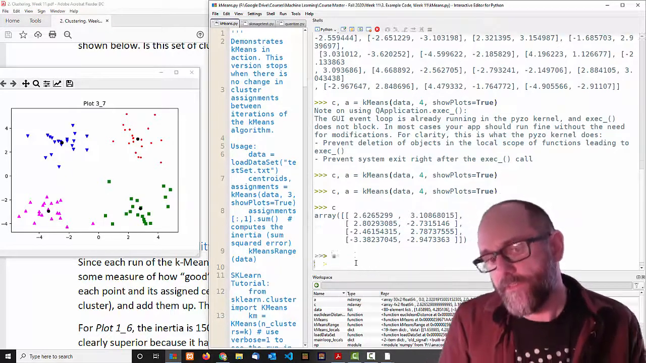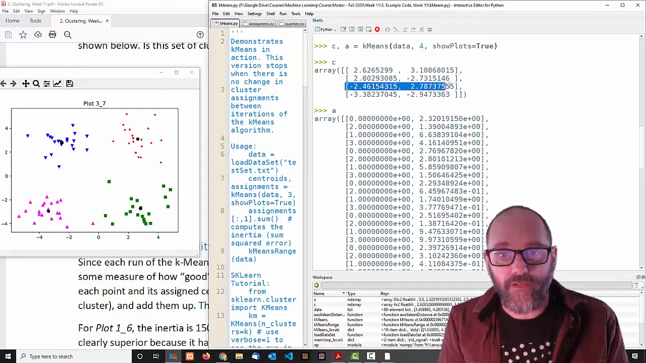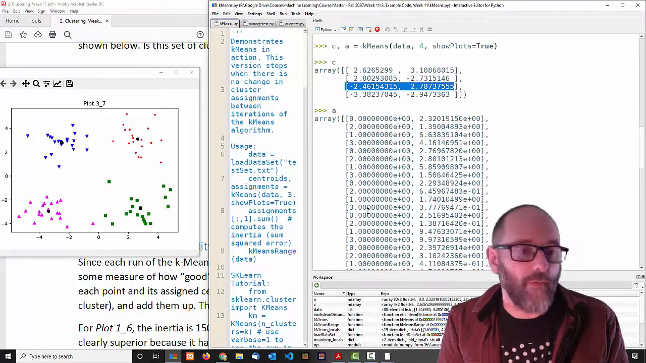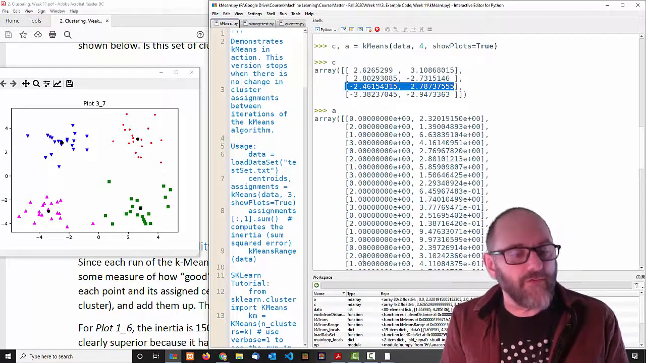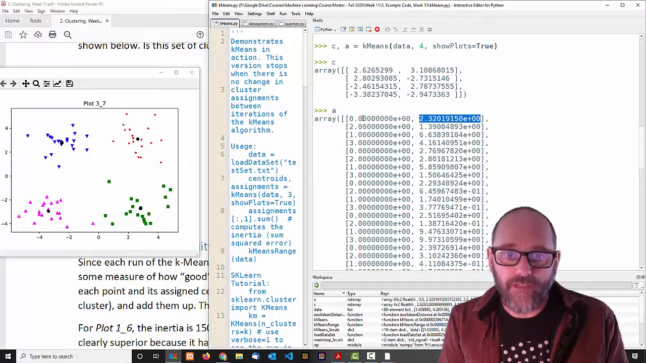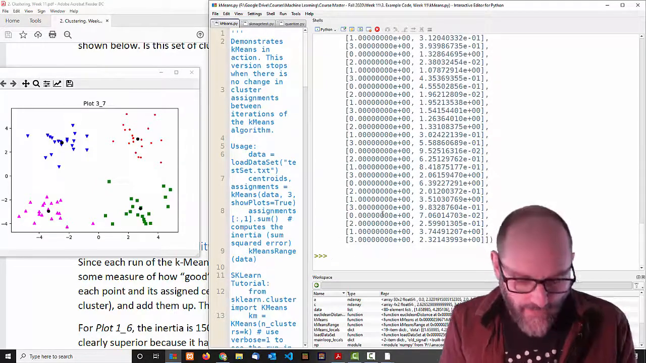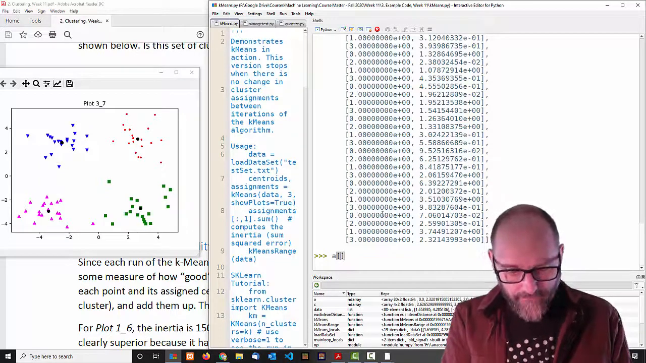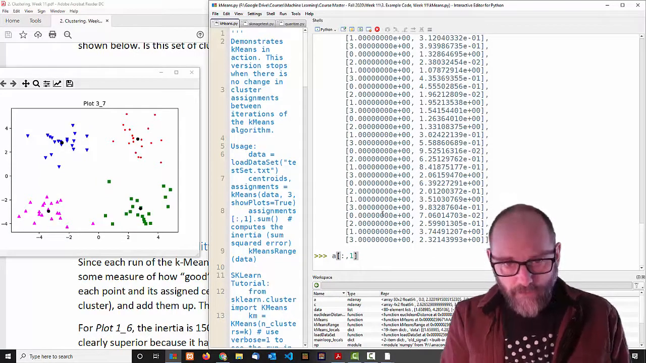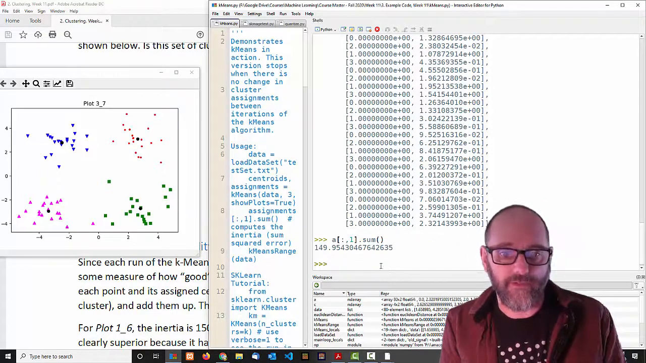And then A are the assignments. So in this testing data, this is kind of an ugly array, but the first point in the list was assigned to centroid 0, so assigned to this centroid. The next one was assigned to centroid 2, which would be this one here. So each of these rows is for a point, and the first number tells you what centroid it was assigned to, and the second number is the square of the distance from the original point to that centroid. So for this solution, which we know to be quite a good one, we just want the second column, and we want to add it up. So that gets us our sum squared error of 149 for this solution.